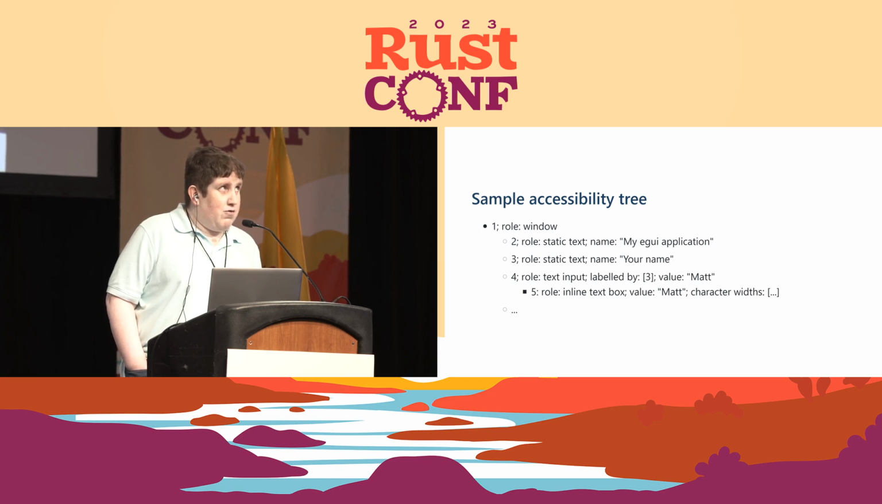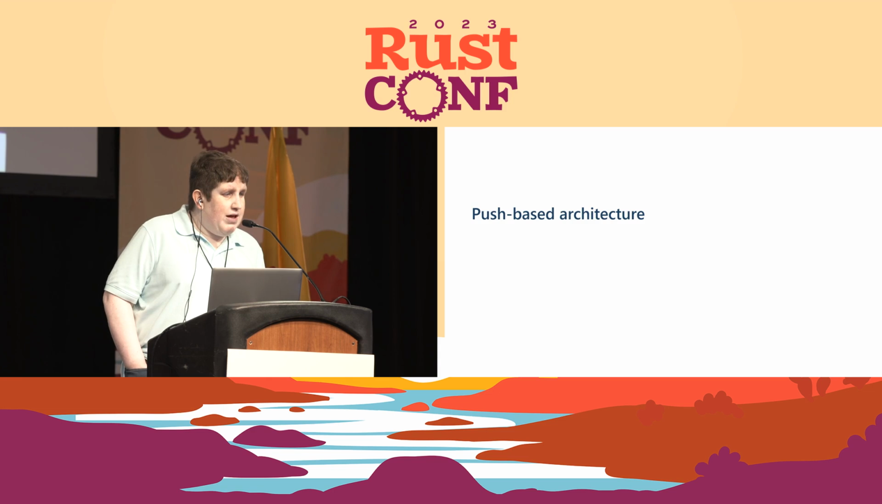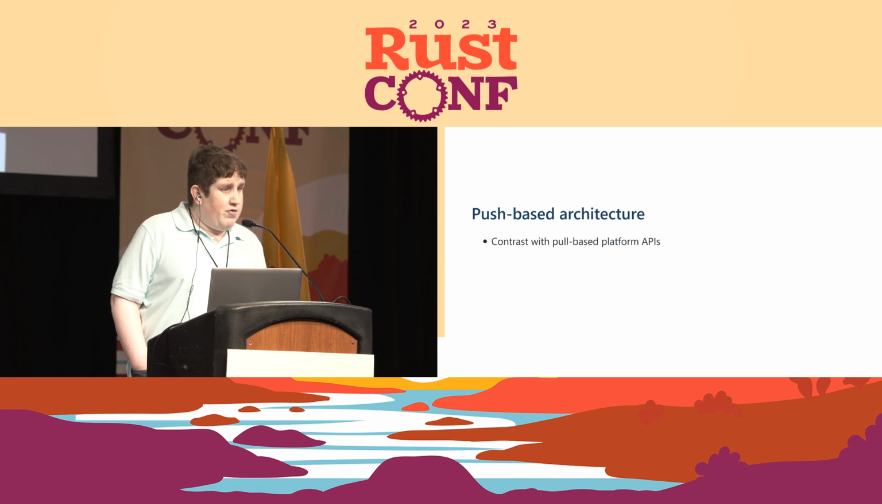So that is just a quick overview of what an accessibility tree is made of, so that some of the other things that I'm going to talk about will make a little more sense. So now I want to talk about what I think is the most distinctive feature of AccessKit, and that is what I call the push-based architecture. And this is in contrast with the platform accessibility APIs that AccessKit is implementing.